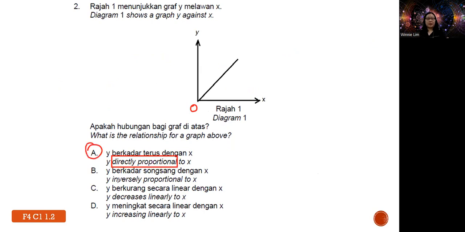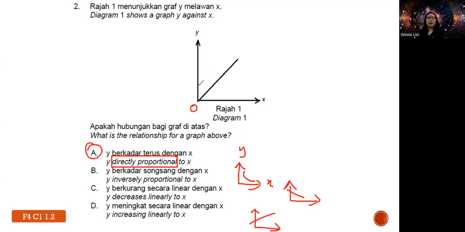Now, what if there is a graph for the other options? For y inversely proportional, you will have a graph that looks like this shape. If it decreases linearly, then it's a straight line going downhill. Increases linearly is a straight line going uphill, but not cutting through 0. So in case you have other graphs, you also know the relationship that you should give. Every time they show you a graph, you should give this type of statement.